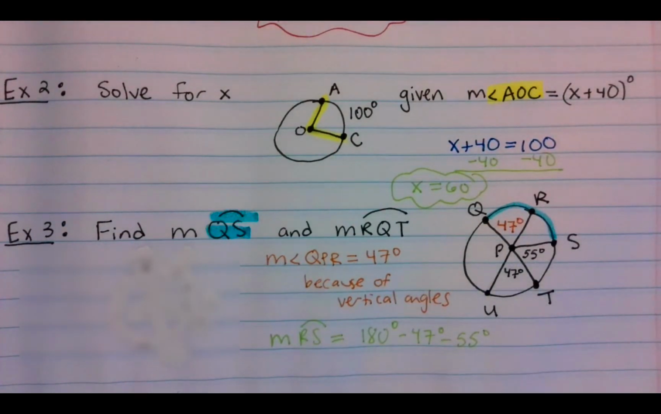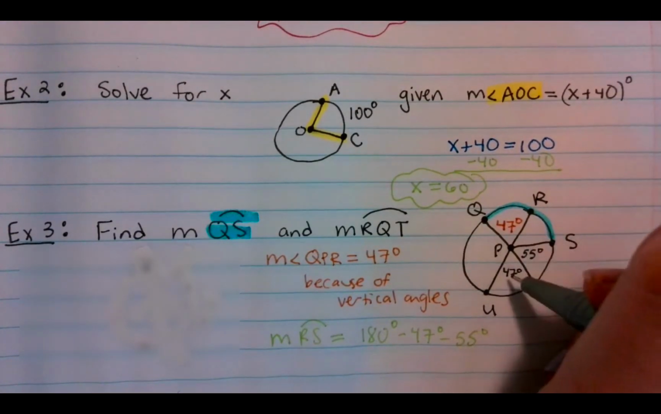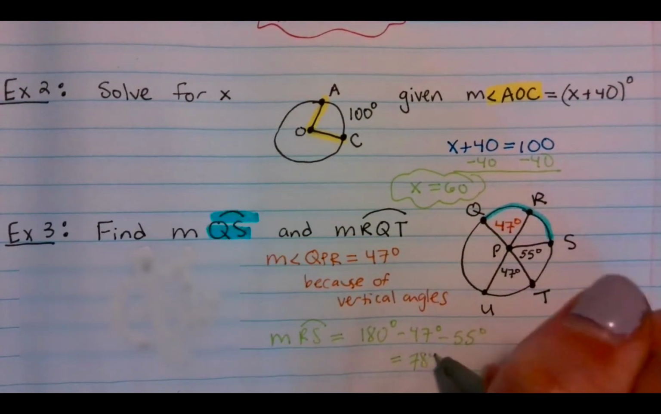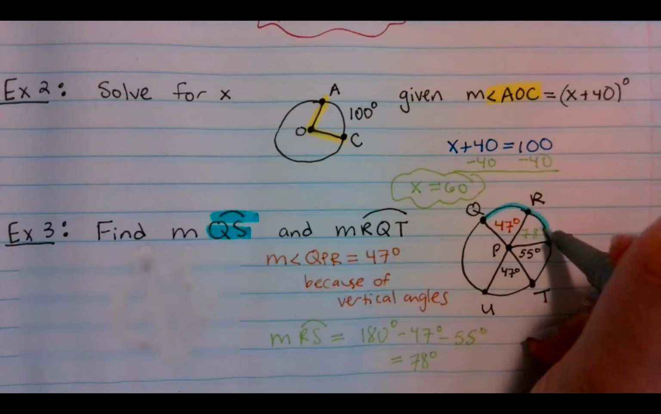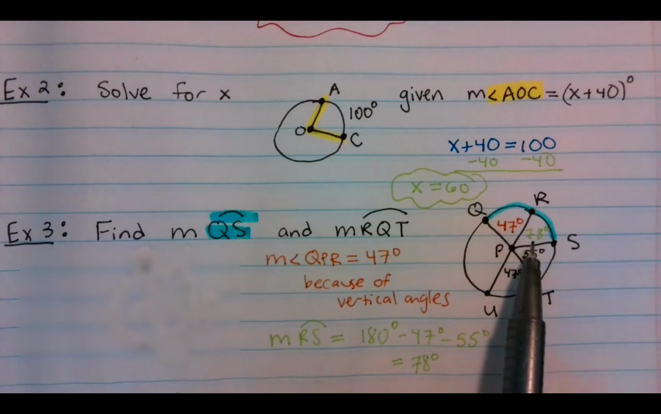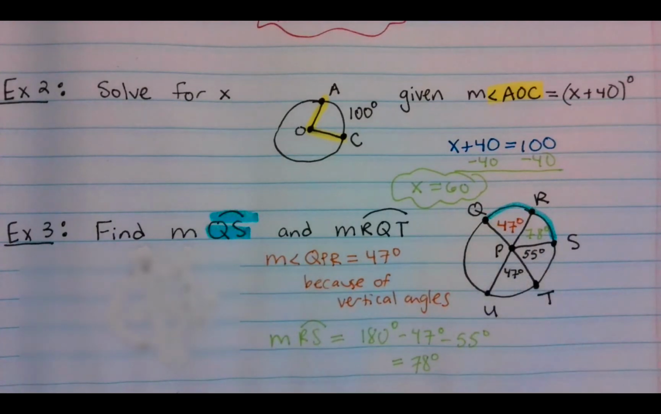So when I do 180 minus 47 minus 55, I get 78 degrees for this angle and also for this arc. Since they're central angles, they're going to be equal to their intercepted arcs. So I can put 78 degrees there. Okay, and now to find QS where I've highlighted, I'm just going to add 47 and 78 because once again, these are central angles, so their arcs will also be equal to those measures. So 47 plus 78 will give me the measure of arc QS, which is 125 degrees.